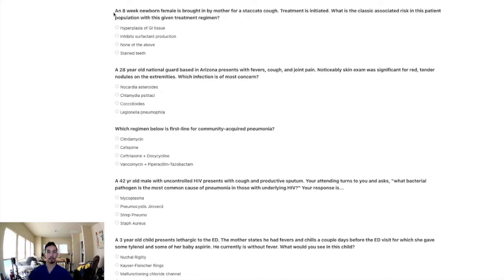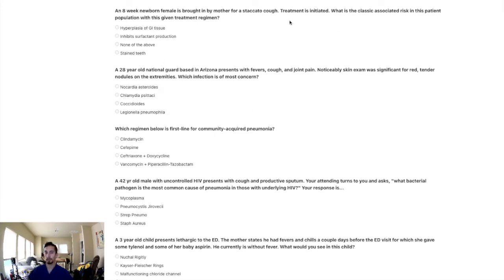So, the next question. An 8-week-old newborn female brought in by mother for staccato cough. Treatment is initiated. What is the classic risk in this patient population with the given treatment regimen? So this question is multiple levels deep, and let's see what the answer choices are. Hyperplasia of GI tissue, inhibit surfactant production, none of the above, and stained teeth. So one of these is a risk factor with the given treatment regimen.